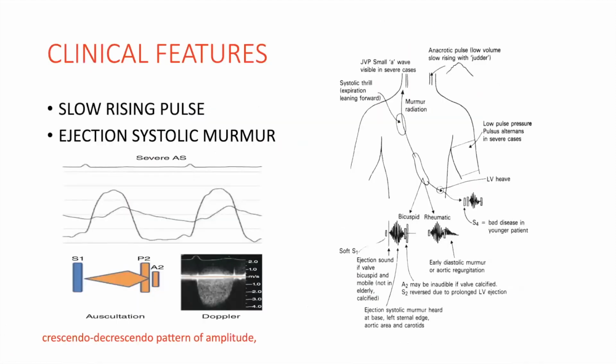The classic sign that we find is an ejection systolic murmur. That's often described as a crescendo-decrescendo murmur. So you get an increase in the pitch and then a decrease, which is related to the flow of the blood as it goes through the tight aortic stenosis. The other feature that you can get is a slow rising pulse. You can see that more pronounced in the carotid, a very slow carotid pulsation.